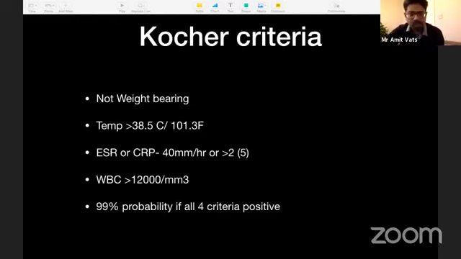So the Kocher criteria is the important criteria to assess for infection. A child who is not weight-bearing because of pain, has a temperature of more than 38.5 degrees centigrade, has a CRP of more than 2 (in the UK, we use more than 5), and a white cell count of more than 12,000, has a 99% probability of having septic arthritis.